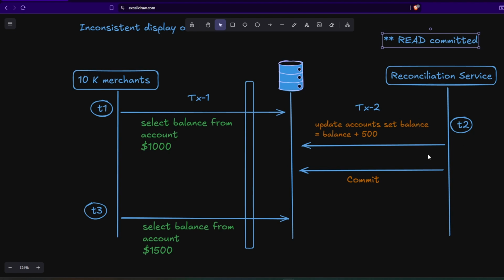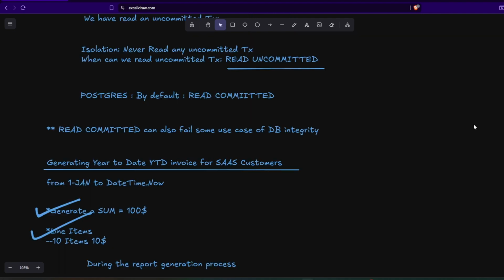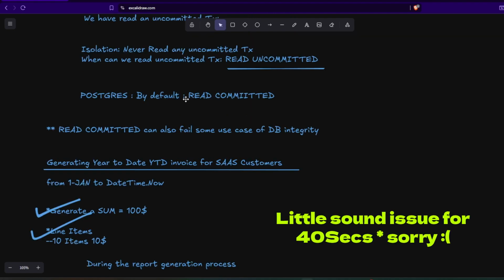So this has a different timeline problem, which we will come to in some time. But I hope this part is clear: the differences between the read uncommitted isolation level and read committed isolation level. So now that we understood the problem that read committed solved, let's take a broader view.